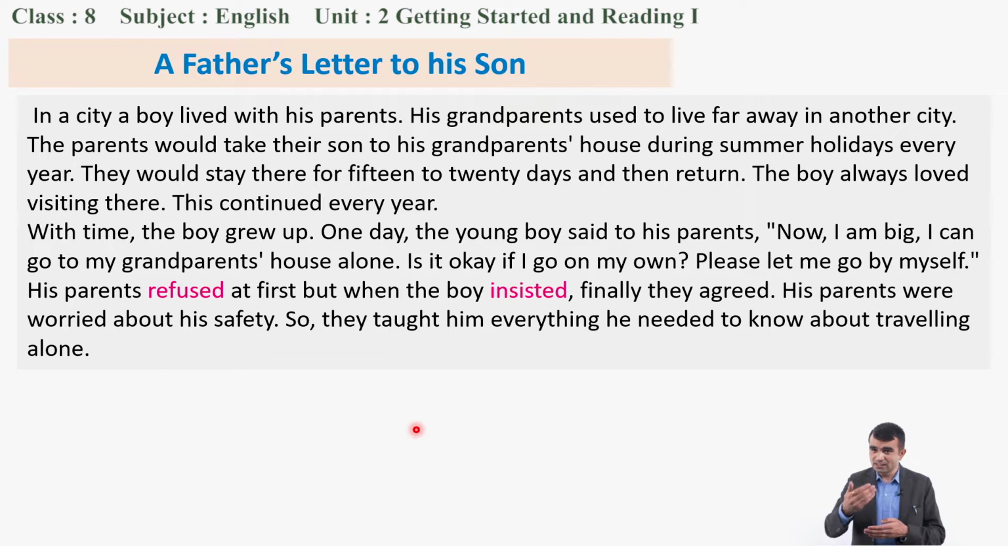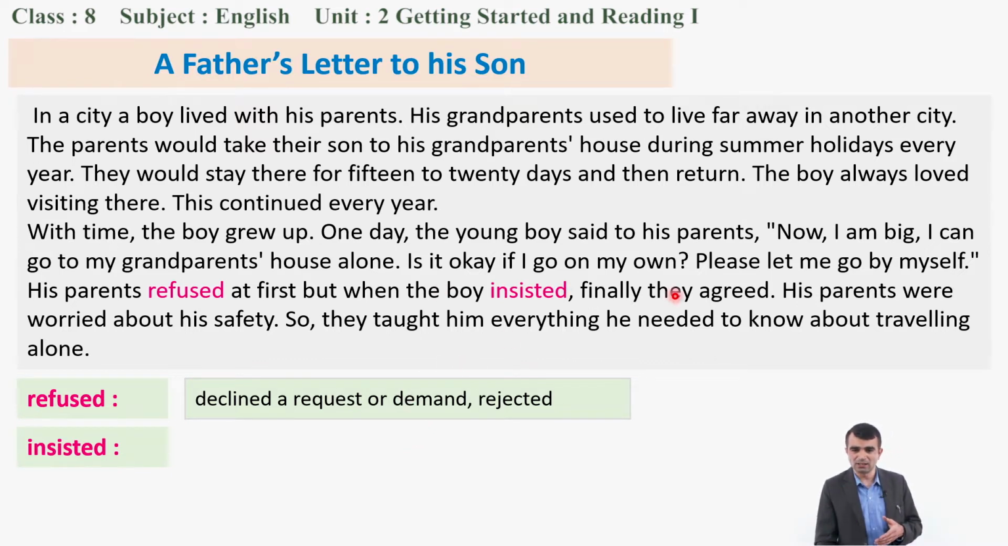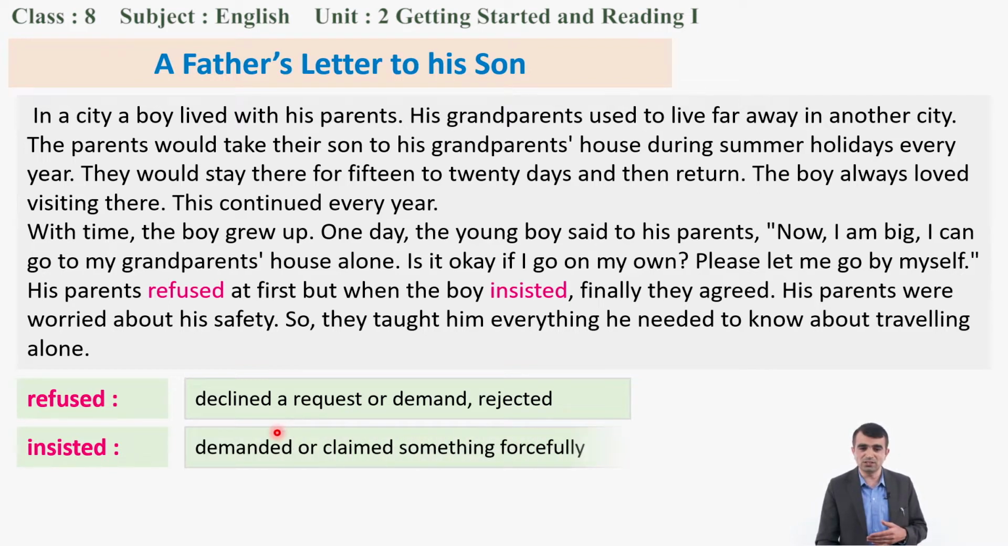Why did they teach everything about traveling alone? Yes, they were worried about his safety. Okay? Well, see some of the words here, refuse, that is highlighted, isn't it? Do you know what it means? Yes, refuse means decline a request or demand, or rejected. Refuse something means not accepted. Is it so? Next one, insisted. The boy insisted means what? They refused. But the boy insisted. Finally, they agreed is given here, isn't it? So, insisted means demanded or claimed something forcefully.